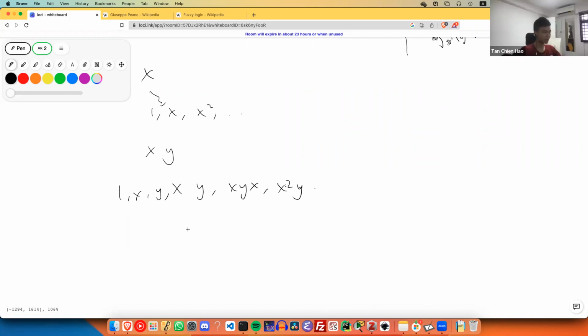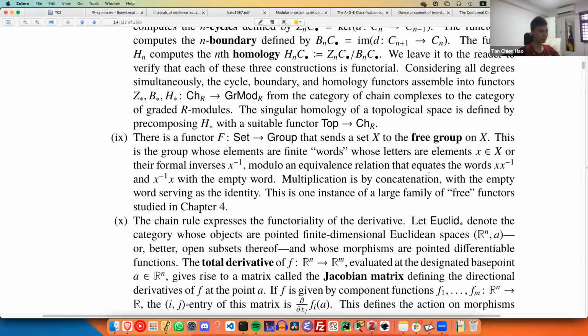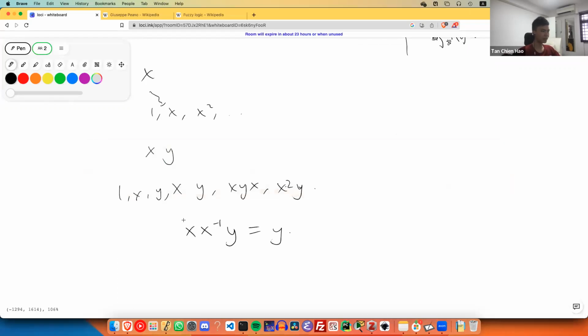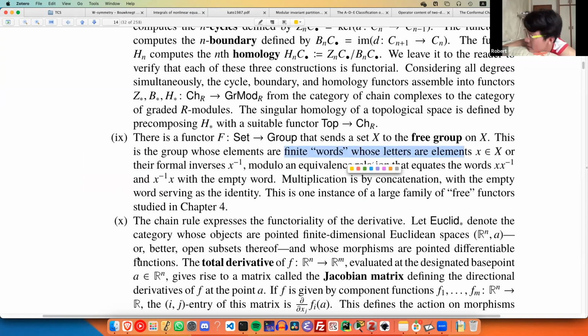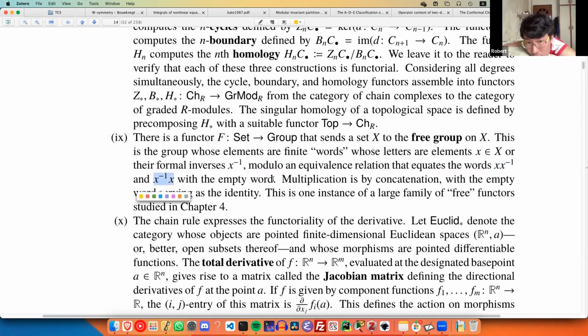But at the same time, if you have X, for example, X inverse Y, right? This is just equal to Y. Okay, that makes sense, because it should go to the identity. So that's all they're saying. They are saying all the formal words and their inverses. X inverse X should be equal to 1, and X X inverse is equal to 1. Basically, they cancel out with each other.